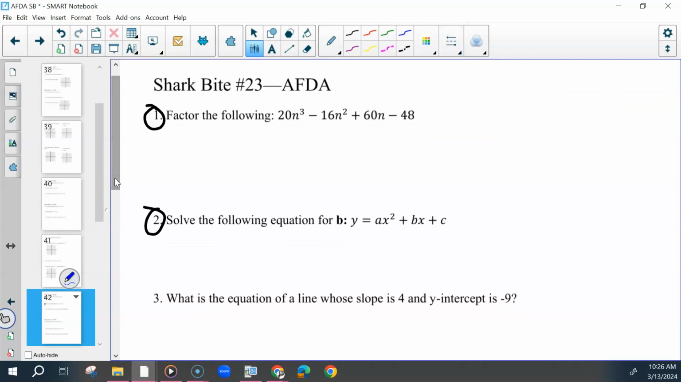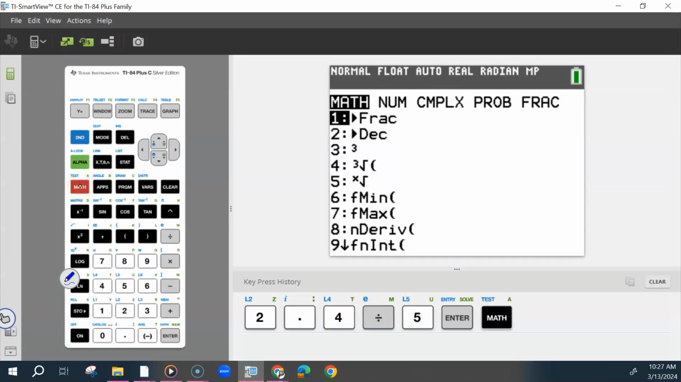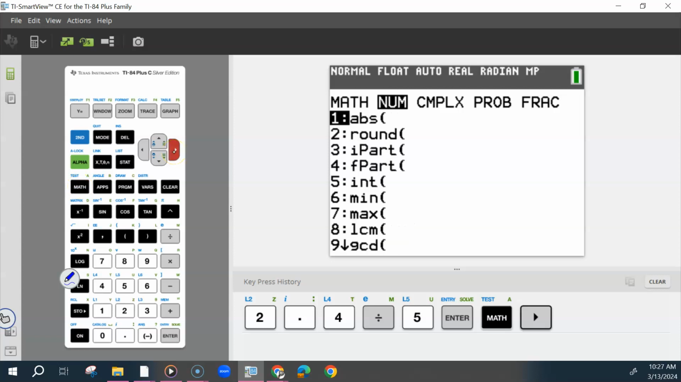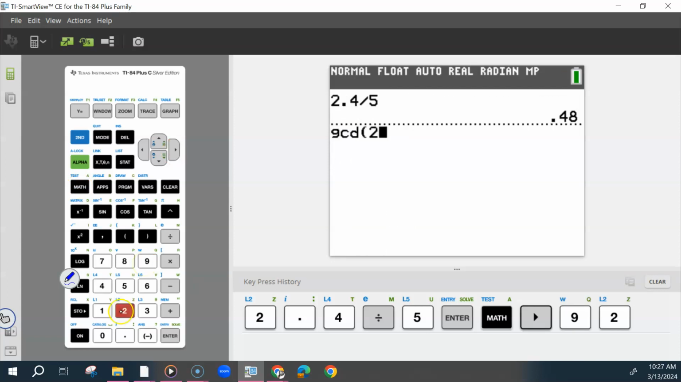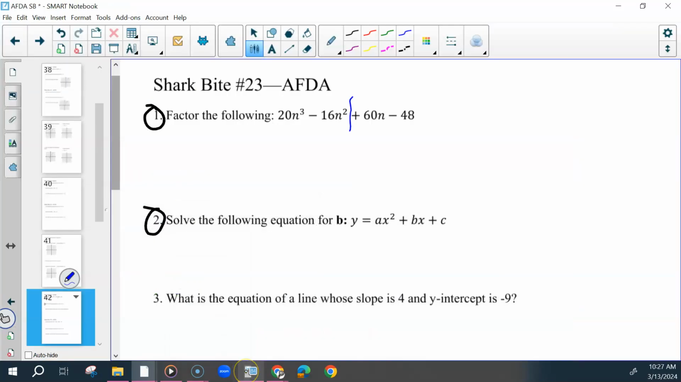Okay. For number 1, this has 4 terms. So if we're thinking of our different factoring methods that have 4 terms, there's only one: factor by grouping, where we split this down the middle. Find the GCF of these two. You can either list out all the factors of 20 and negative 16, or use your calculator, go into math, over the number, down to GCD, and put in 20 and 16. And 4 would be that highest number.